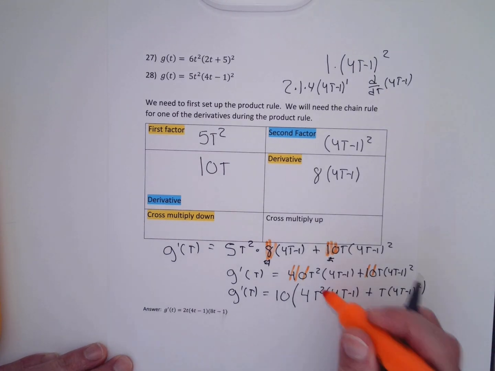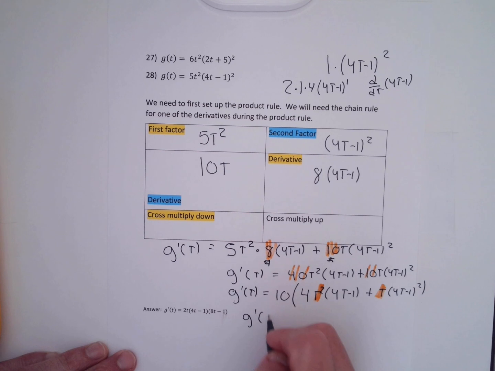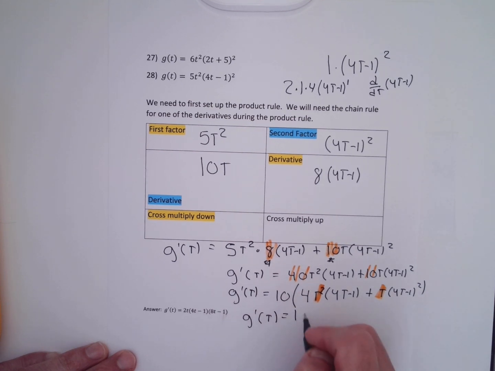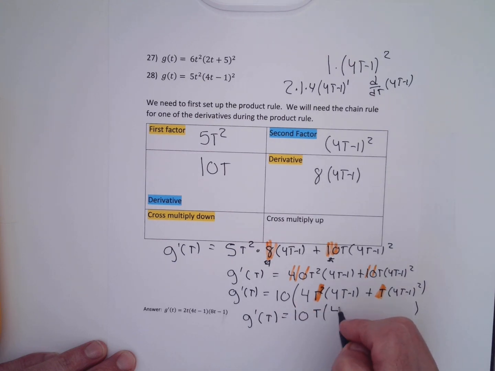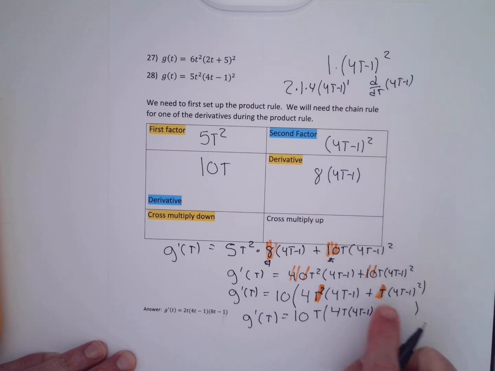Now I'm going to pull out a common factor of a t because in front of each parentheses there's a single t, and I take the smaller exponent. So I get g prime of t equals 10, which is the first common factor, followed by a t, which is my second common factor. And then inside my parentheses, the 4 is going to remain. This t squared is going to go down to a t. I haven't dealt with the 4t minus 1s yet. I'll do it next. After the plus sign, that t is gone, but the 4t minus 1 squared still remains.